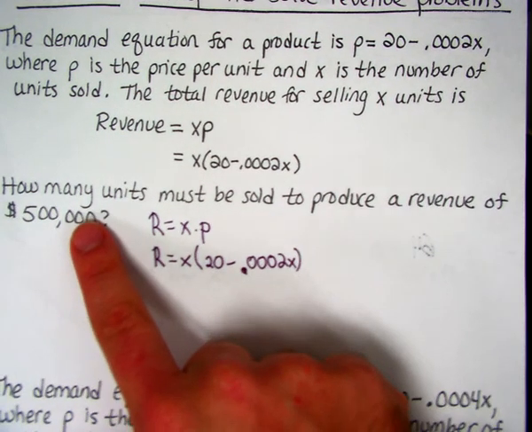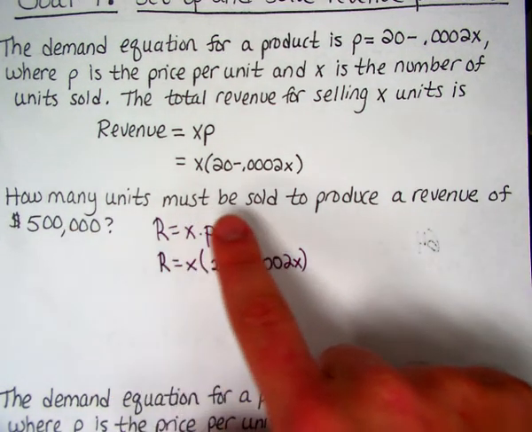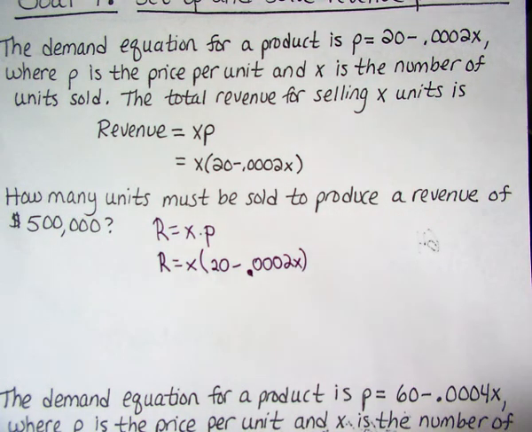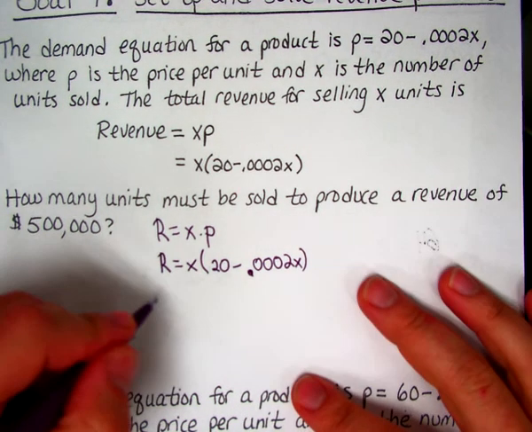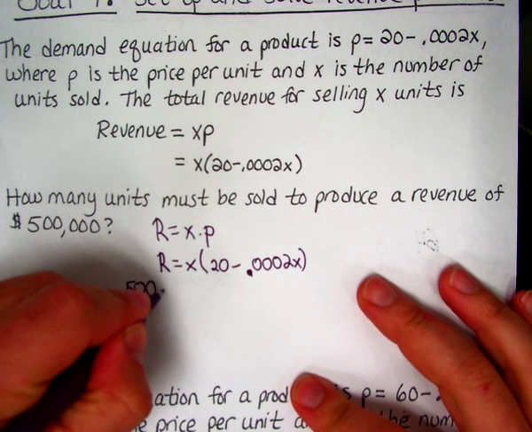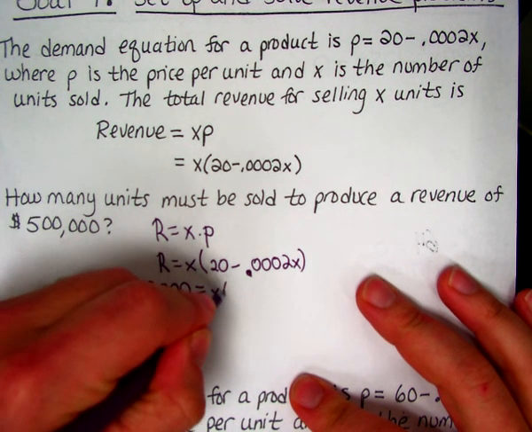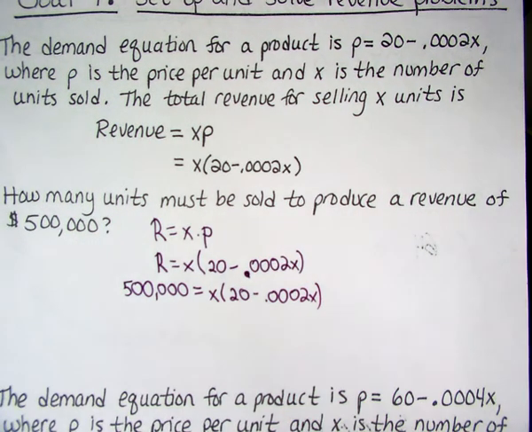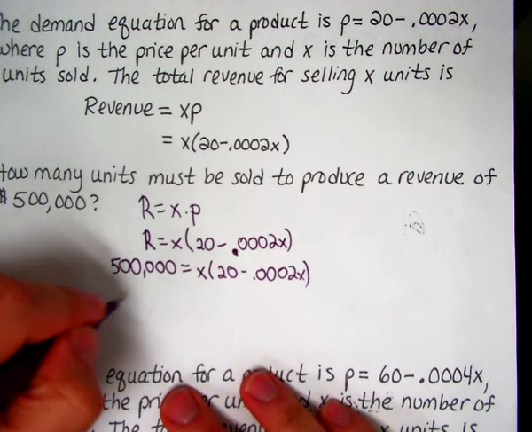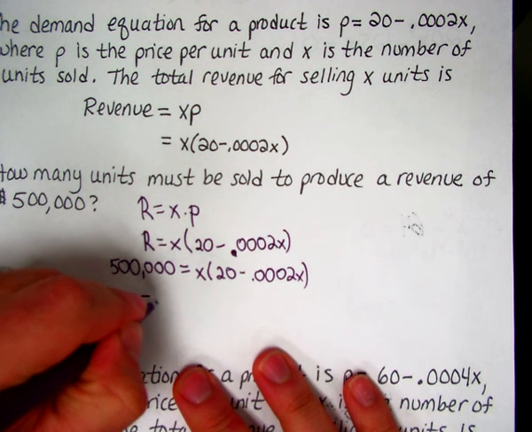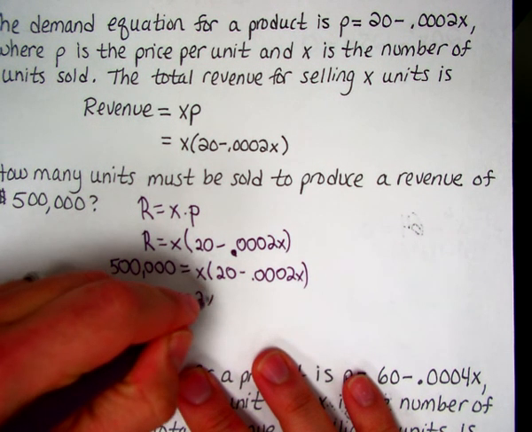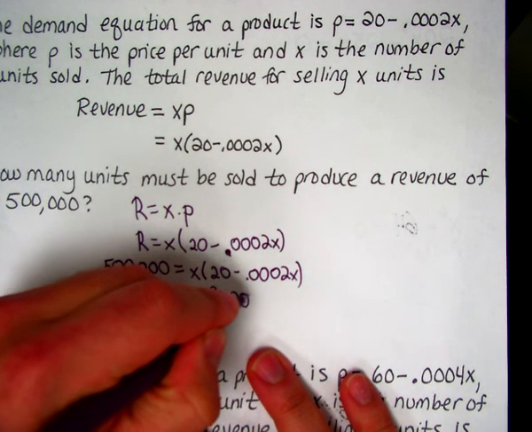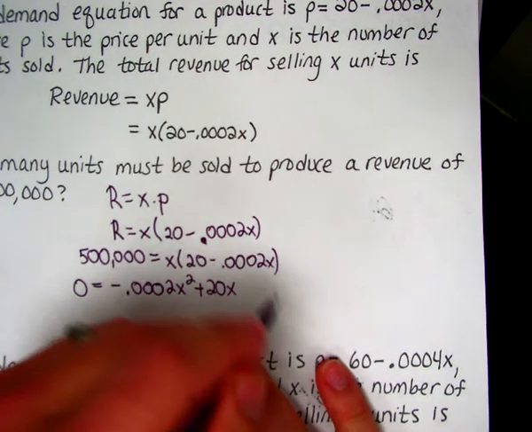Now, in the problem, when we keep reading, the question wants to know how many units must be sold to produce a revenue of $500,000. That's our revenue, which means that's going to be our R. So 500,000 equals X times 20 minus 0.0002x. Okay, so here we go. We got our equation set up. Now we just need to put this into standard form so we can use the quadratic formula. If I set this up, we have 0 equals negative 0.0002x squared plus 20x. Move the 500,000 over, and we get minus 500,000.